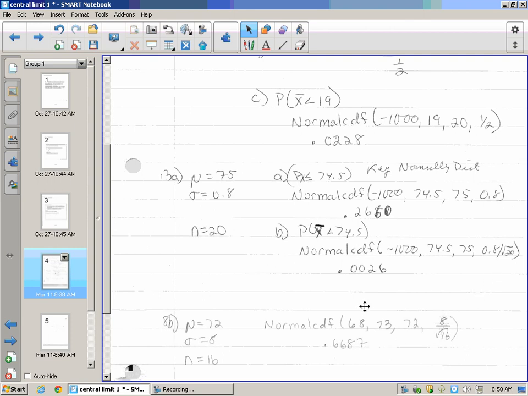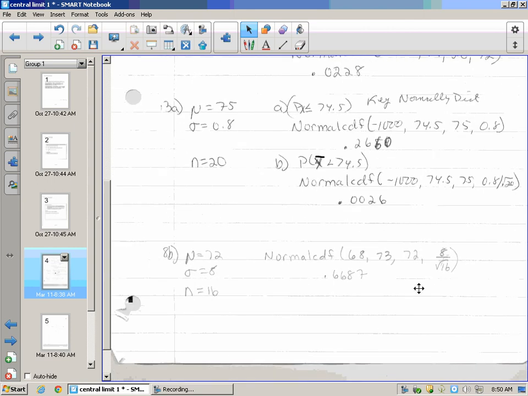Then if you go to 8B, it asks if the original x distribution is normal, can we say anything about the mean distribution of random samples of size 16. Again, they're giving you a sample size, so this is why we're going to use the standard deviation over the square root of 16.